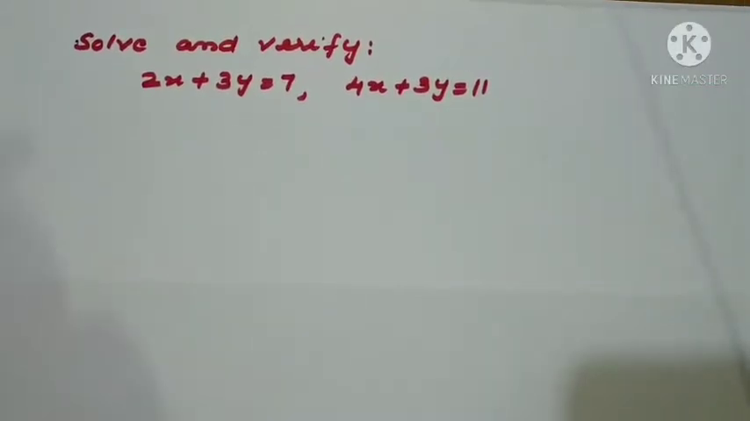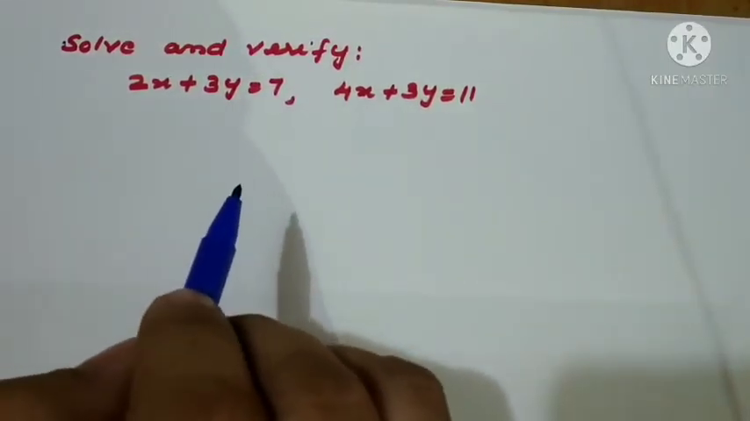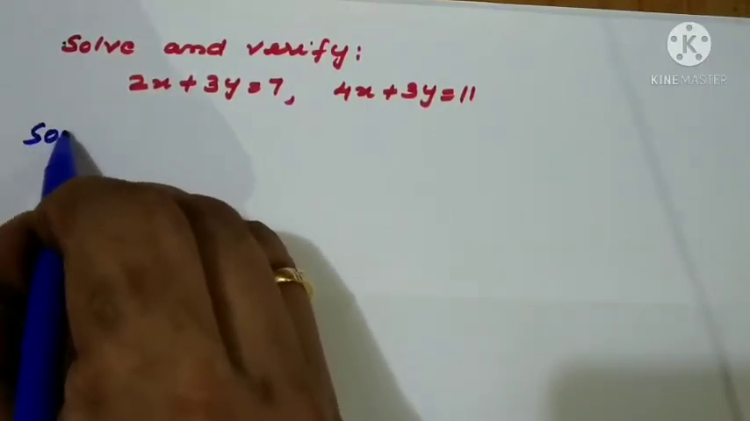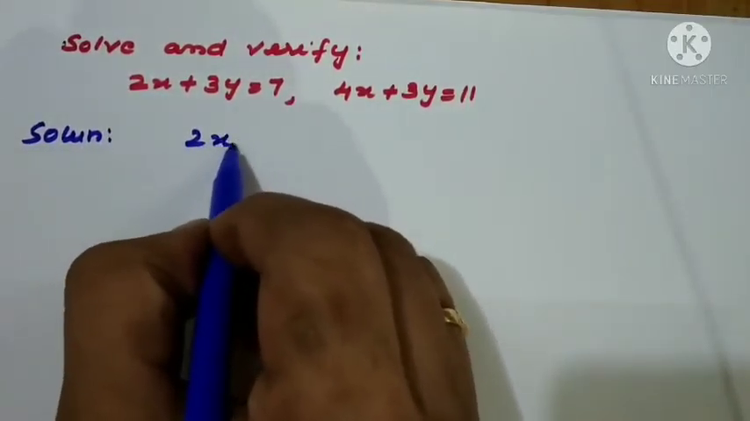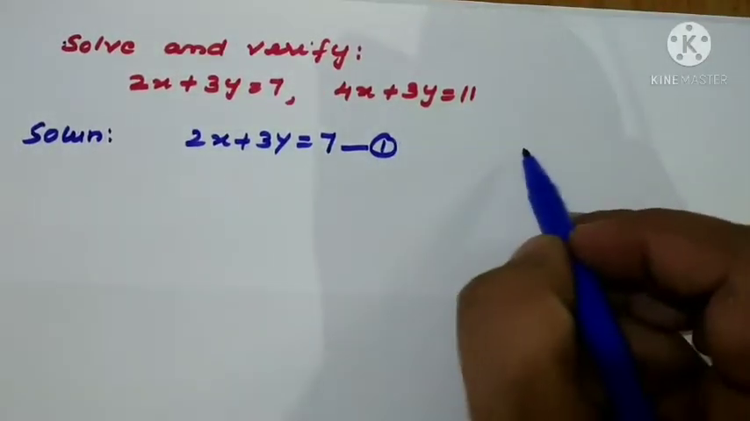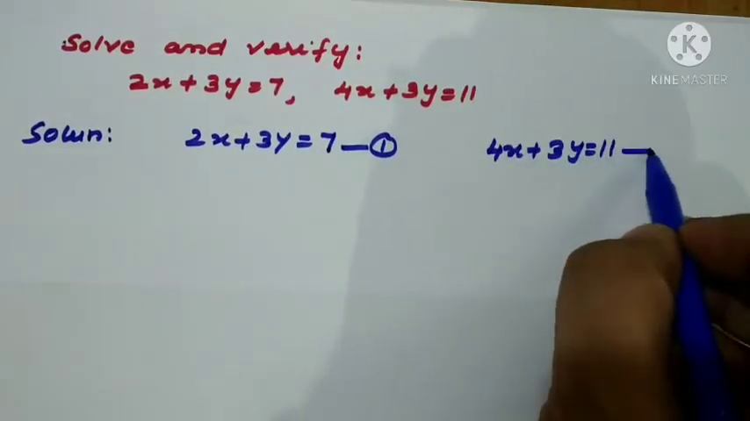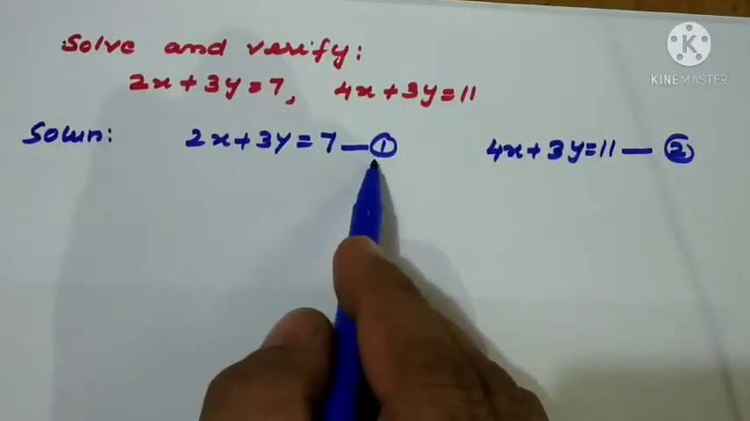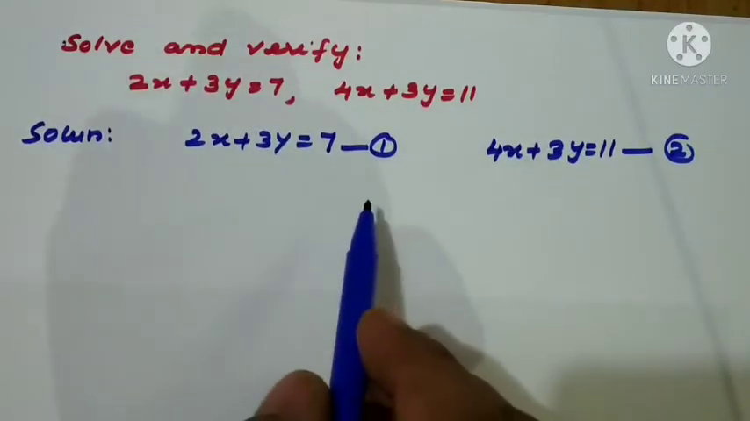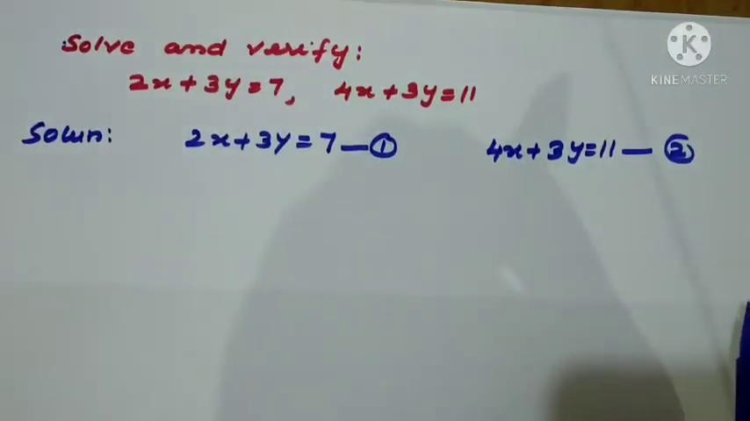Solve and verify: 2x plus 3y equal to 7, 4x plus 3y equal to 11. Again we are doing it by the elimination method only. So I'll take the first equation, 2x plus 3y equal to 7. And the second equation, 4x plus 3y equal to 11. I could make the coefficient of x equal by multiplying with 2, but already 3y and 3y are the same, right?